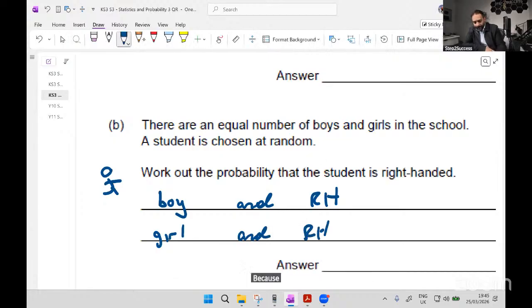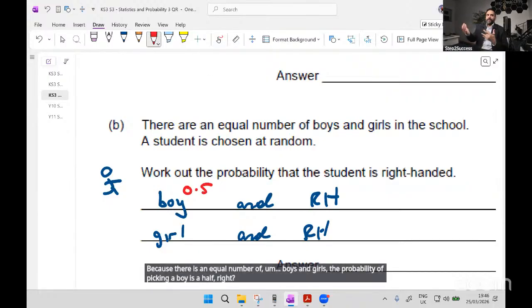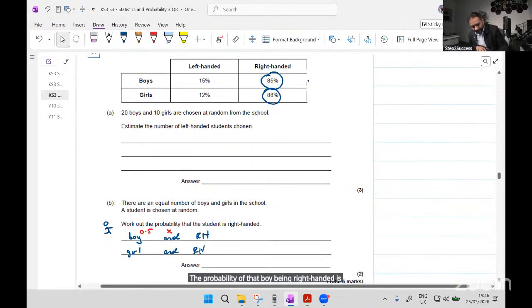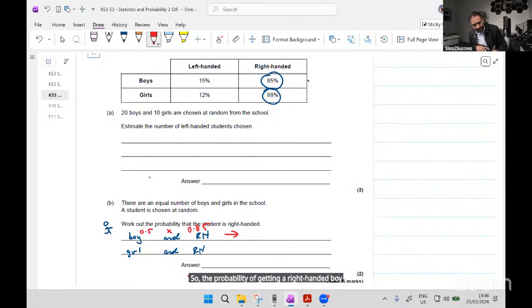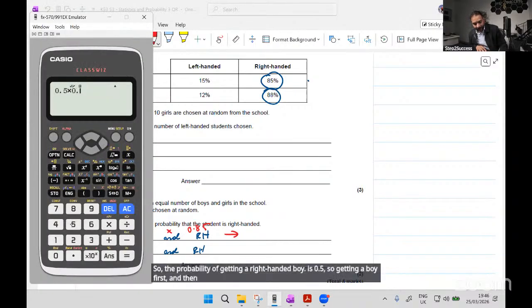Because there is an equal number of boys and girls, the probability of picking a boy is a half, right? Because it's an equal number. That's the probability of picking a boy. The probability of that boy being right-handed is 0.85 or 85%. So the probability of getting a boy first, and then them being right-handed, is 0.5 times 0.85.